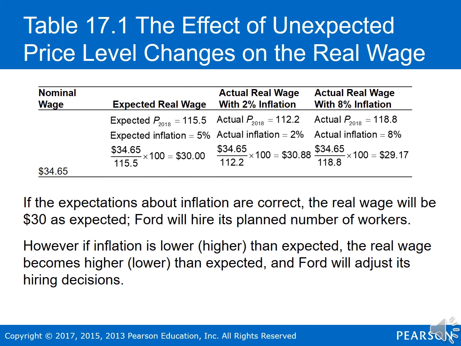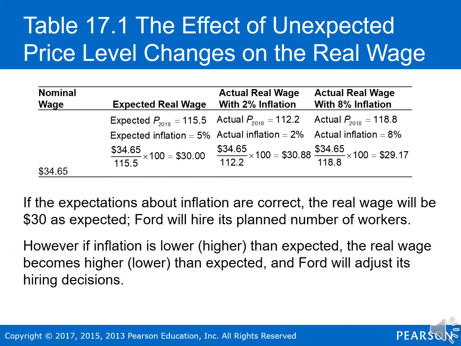Now, the final column shows if the inflation rate is higher than anticipated. If that's the case, then the wages per hour are going to be $29.17 instead of $30 per hour. So they're actually going to be losing money because the actual inflation rate was higher than they anticipated.